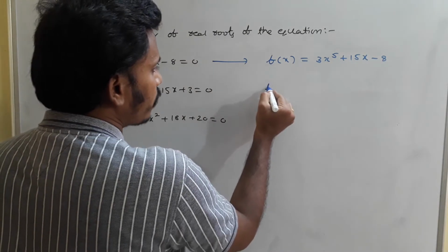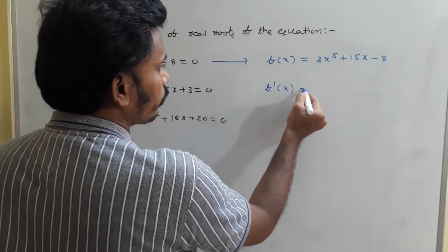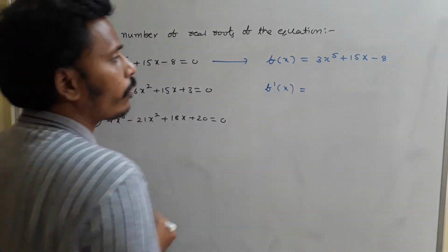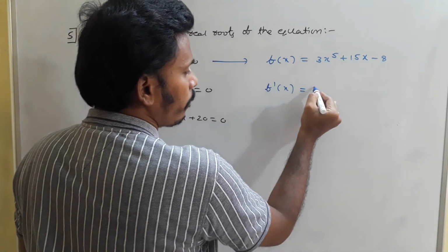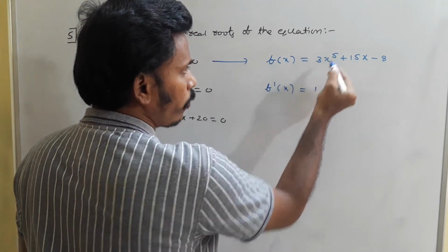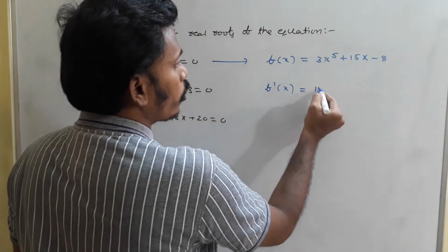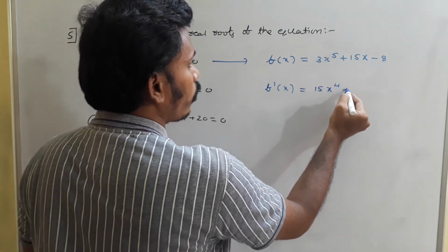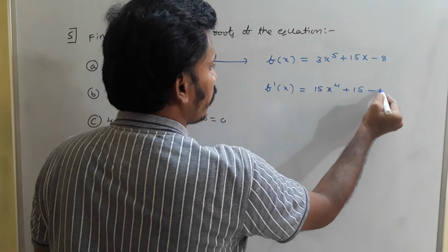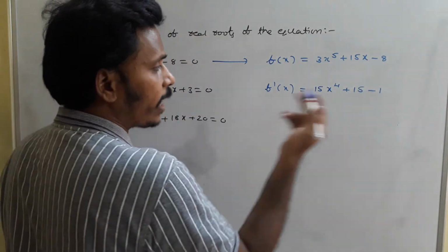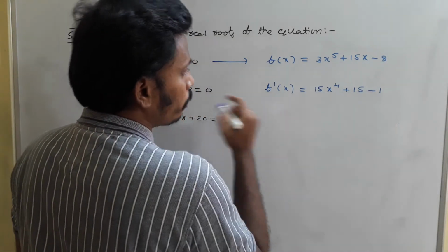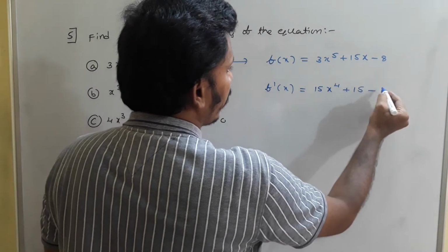You just find its derivative f dash of x. What is the derivative of f of x? For 3x power 5, directly I am going to write 5x power 4, so this is 15x power 4, plus for 15x it is 15. F dash of x is this. For 8 the derivative is 0, right?